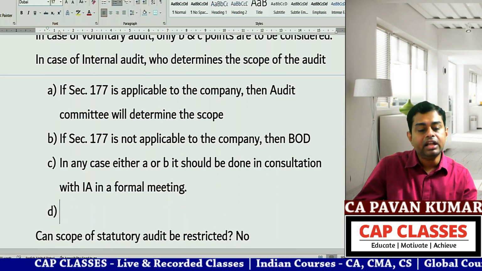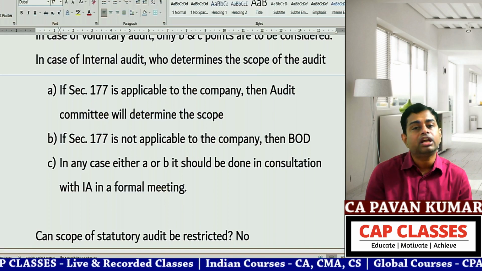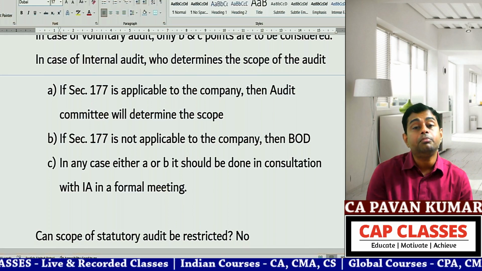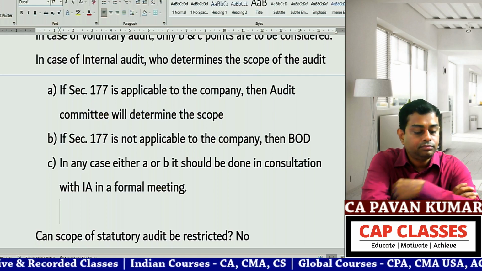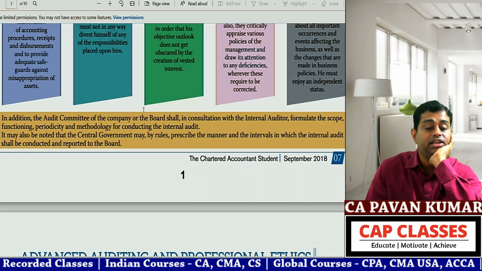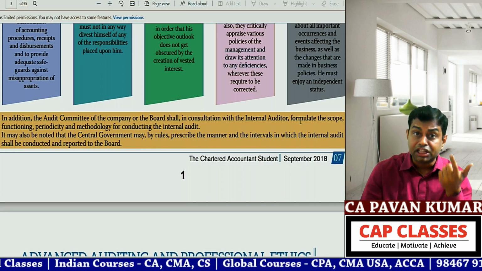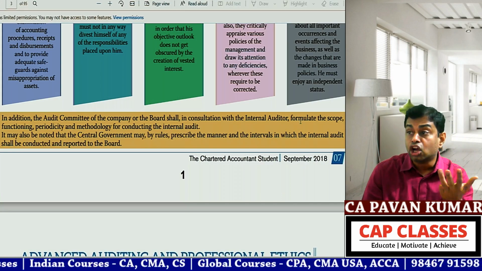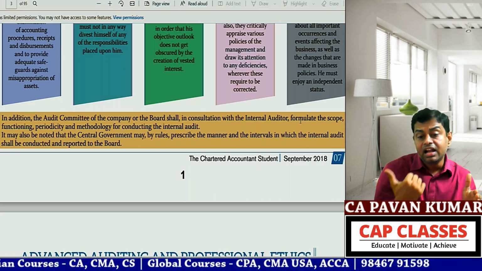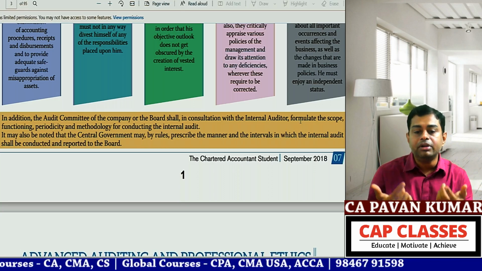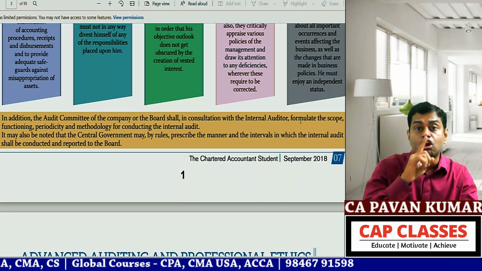You will call for a meeting. The internal auditor will be there on one side, the audit committee on one side, board representatives also can be there, the finance director can be there, and then they will discuss. So formulation of the scope, functioning, periodicity, methodology, everything will be discussed between the internal auditor and the audit committee. If the audit committee is not there, then the board. Okay, management is a wrong answer.